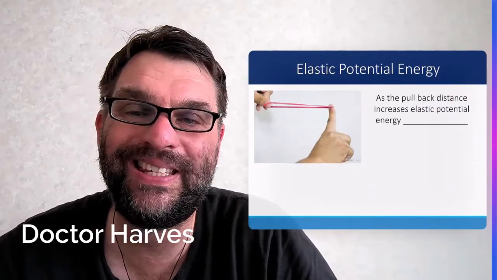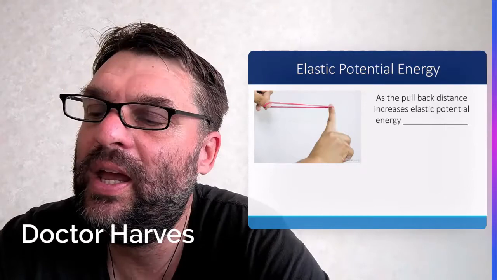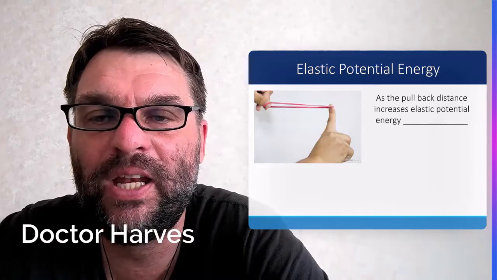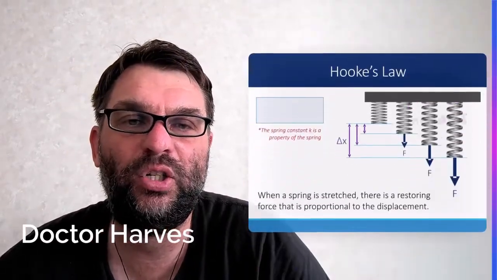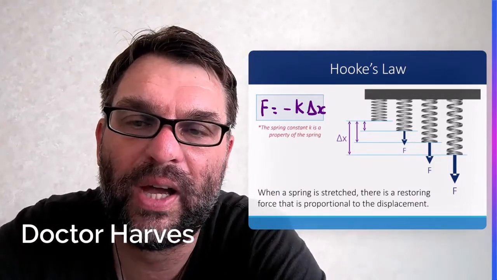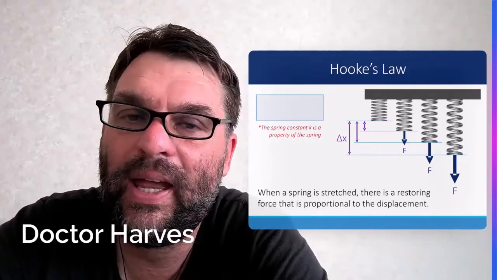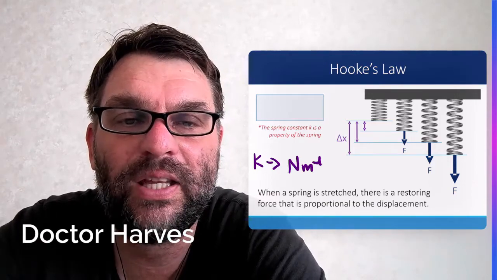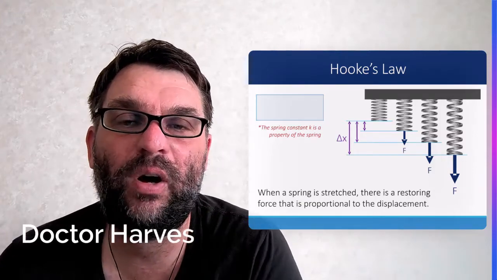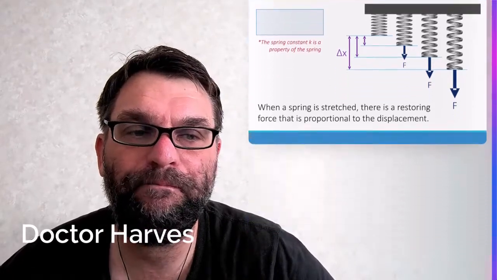Another energy that we looked at at the start was elastic potential energy, which we also see in springs. As the pullback distance increases, the elastic potential energy also increases. I did mention springs, and that relates us back to Hooke's law. The restoring force equals negative k delta x, and k is in newtons per meter. That's the spring constant. As the spring is stretched, there is a restoring force given by that equation, which is proportional to the displacement.